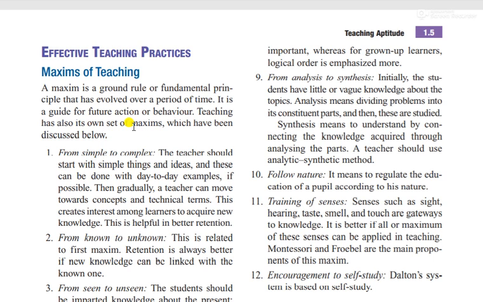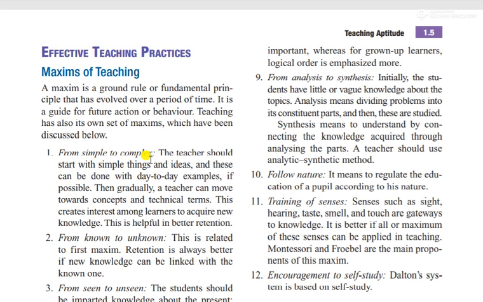What are the teaching practices? What are the principles on which we have to rely for effective teaching? This is all about that. So the first one is from simple to complex.